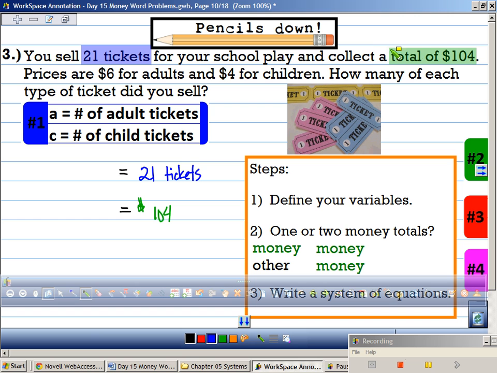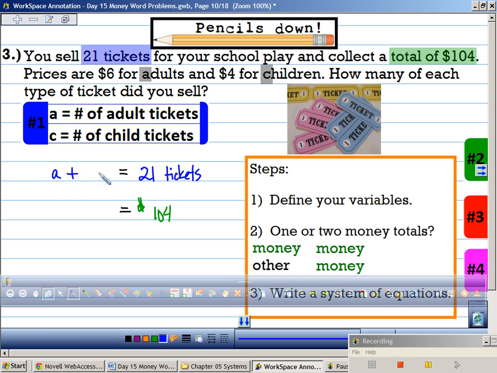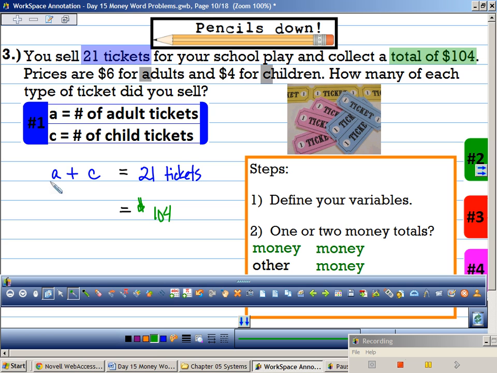You sell 21 tickets for your school play and collect a total of 104. Prices are $6 for adults. There's adult tickets. And $4 for children's tickets. How many of each type of ticket did you sell? All right, well, if I'm going here and saying, what type of tickets am I selling? Adults and children. How much are they? 6 for adults and 4 for children. See how we set that up?